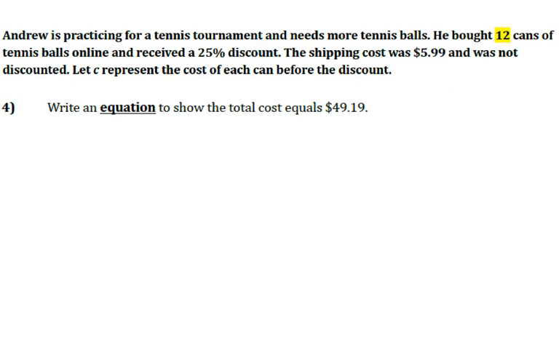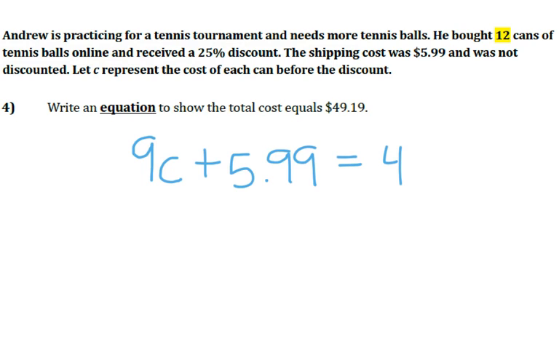Number 4, we're going to write an equation to show the total cost equals $49.19. So we're going to take the expression we have, 9C plus $5.99, and set it equal to $49.19.